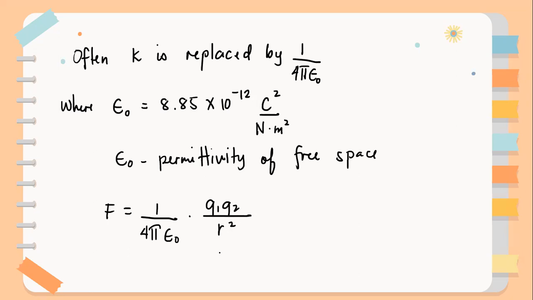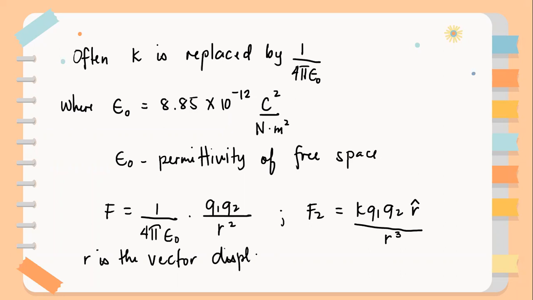In vector form, F2, the force on charge Q2 due to charge Q1, is given by F2 is equal to K Q1 Q2 r vector over r cubed, where r is the vector displacement from Q1 to Q2, and r hat is the unit vector in the direction of r.